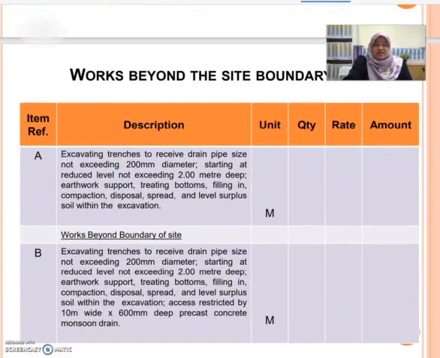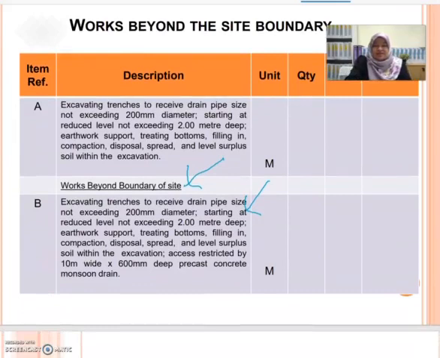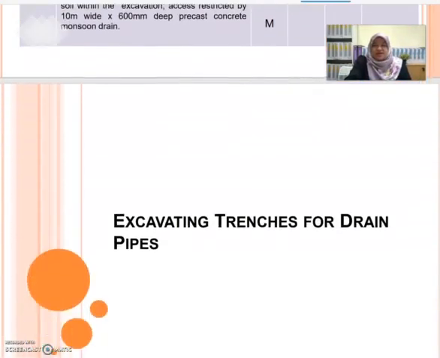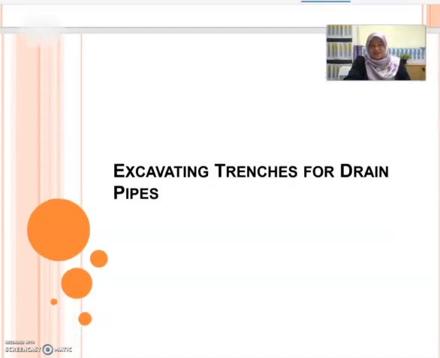Okay, this is how you are going to describe it in your bills of quantity. This will be the subheading and the item. If it's in meters, you should state it in meters, but if it's a unit, it should be in units, depending on the nature of work that you are going to describe that is located beyond the site boundary. So now let's look at excavating trenches for drain pipes.